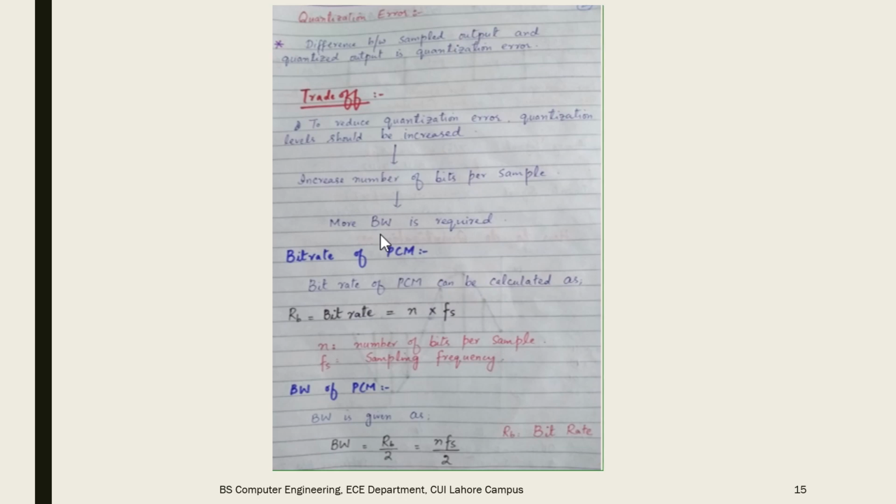We don't want to increase the quantization error, but at the same time we also don't want to utilize more bandwidth. So if we want to calculate the bit rate of PCM, then it is calculated as Rb is equal to N into Fs. Here N is the number of bits per sample and Fs is the sampling frequency. To calculate the bandwidth of PCM, it is calculated as Rb over 2, and here Rb is the bit rate.